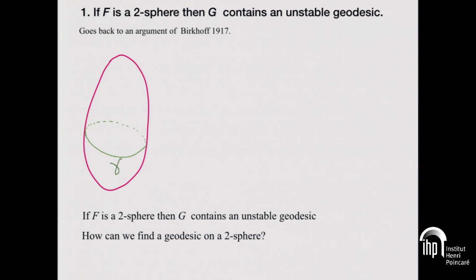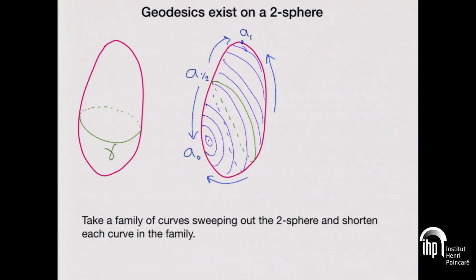So let's say that there's a two-sphere. This is a region with 0 boundary components. How do we know that there always is an unstable geodesic, like the one that's drawn here? Well, what we do is we take a foliation, a family of curves that sweep out the two-sphere. So you can think of all the lines of latitude on a sphere. And the idea is to let them decrease in area all at the same time.